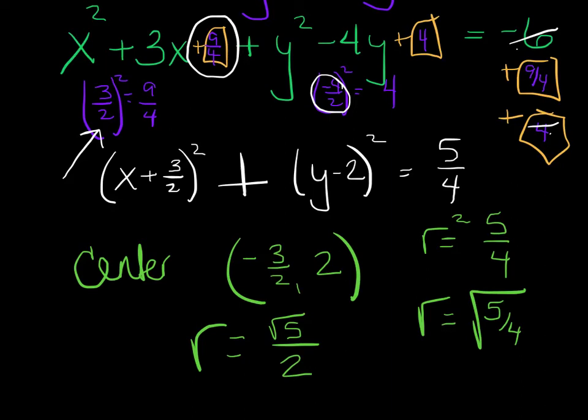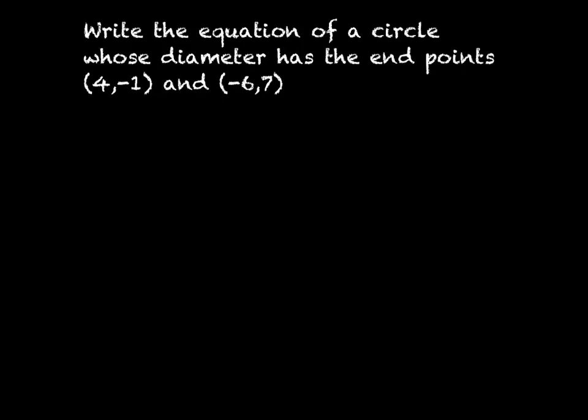So if at any point I talk too fast, this is review. Pause it, rewind it, and make sure you can do this. Alright, next equation. Write the equation of a circle whose diameter has the endpoints of (4, -1) and (-6, 7).